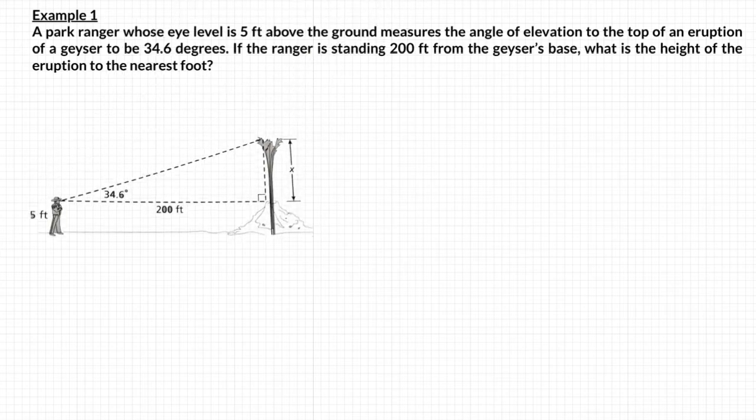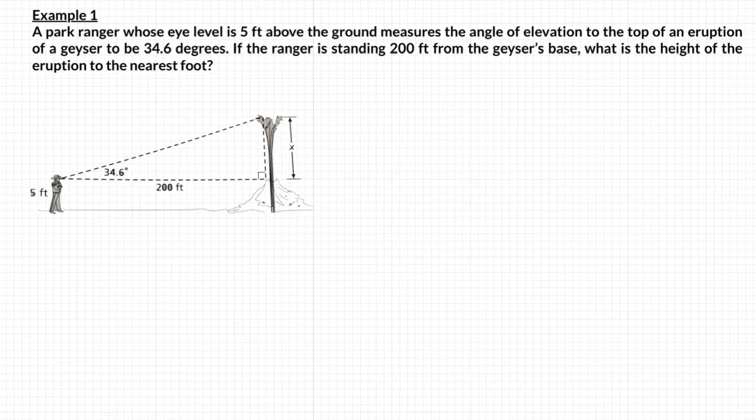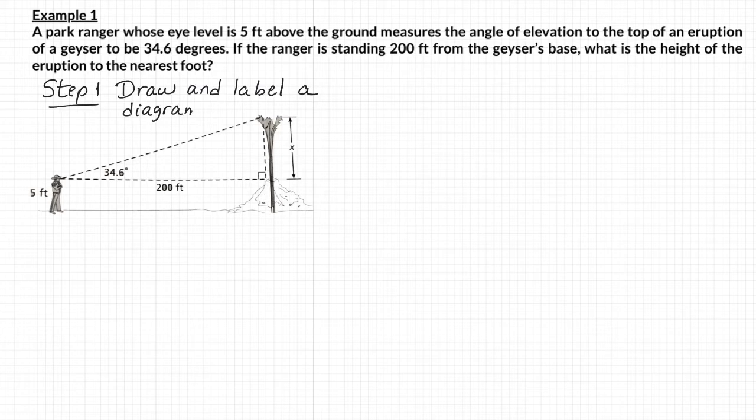The first thing we have to do is step number 1. We have to draw and label a diagram. So right here is a Power Ranger. He's 5 feet from the ground. So look, this is the line of sight. This is my horizontal line. Okay, so it's 34.6 degrees, and 200 feet is the distance between the Power Ranger and the geyser. So we first have to get this height right here.